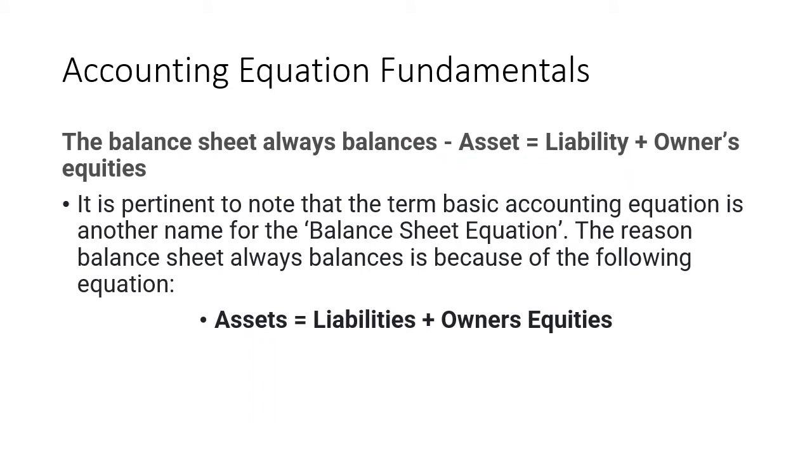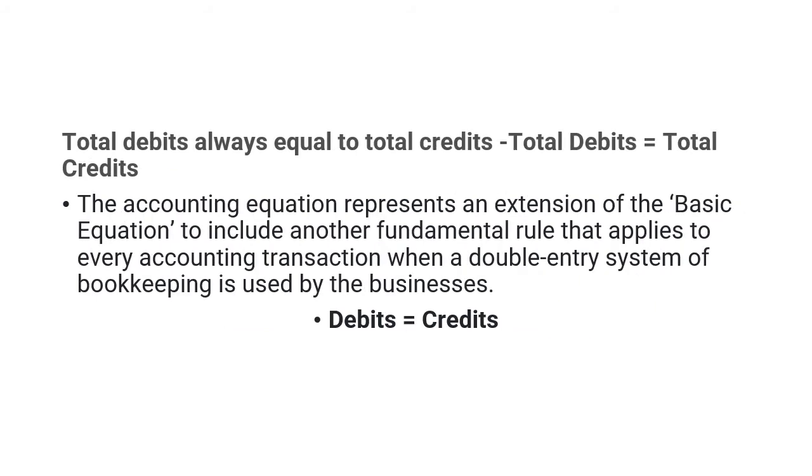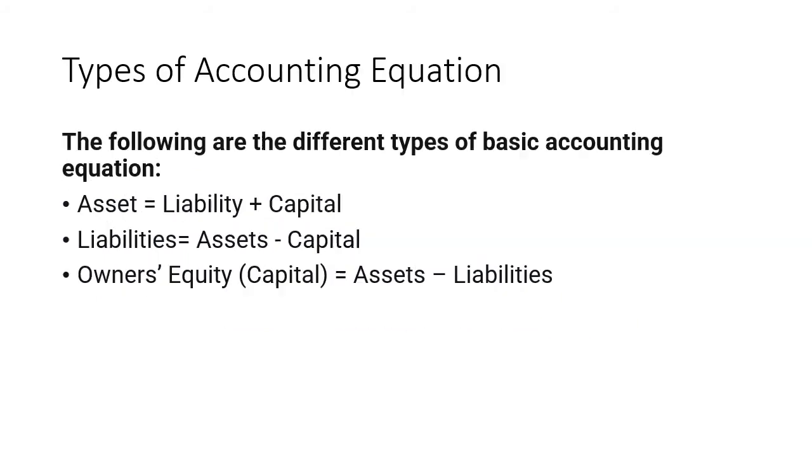Then we have accounting fundamentals. There are two fundamentals for the accounting equation. The first one is assets equals liabilities plus owner's equity. Second is debit equals credit. These are the two basic fundamentals, which means there are two things you have to consider: there should be a balance between the assets and liabilities, and second, the debit and credit have to be equal or balanced. If these things are followed, then your accounting equation is absolutely correct.